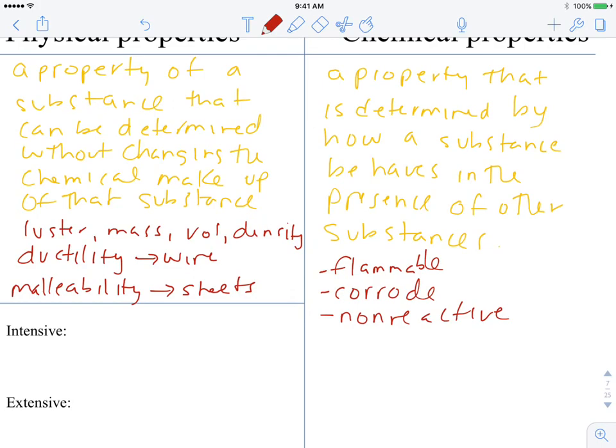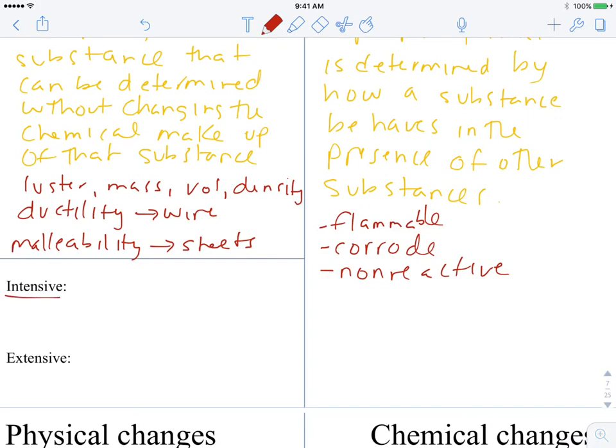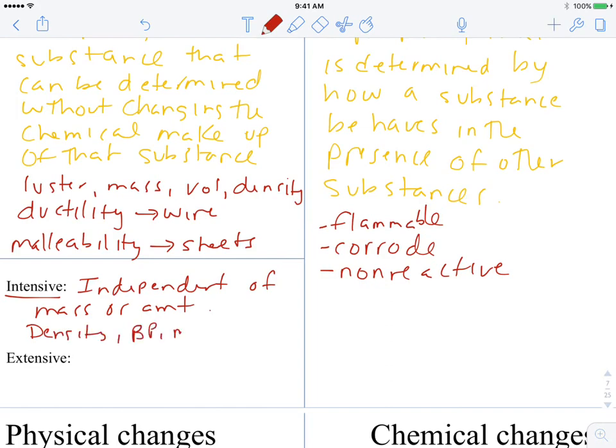Now physical properties can actually be divided up into two types, intensive and extensive. And if you're an intensive property, I think of intensive as independent of the mass or amount. So that would be something like density, boiling point, melting point. Actually another intensive one would be solubility. Extensive would be dependent on the amount. And so that would be like mass, volume. So those are the physical properties.